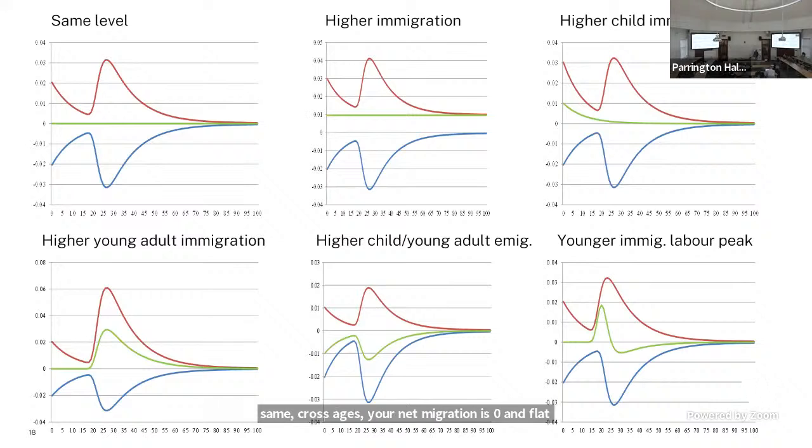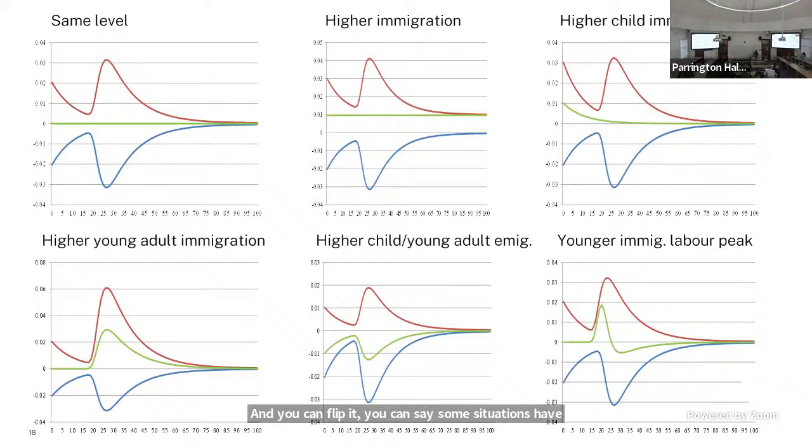The second one is if immigration is higher at all ages equally than emigration, then you get, again, a flat line, but it's above 0. If you have higher child immigration, but everything else is held equal, you get that little curve at the beginning, and so on. And you can flip it. You can say some situations have higher emigration.